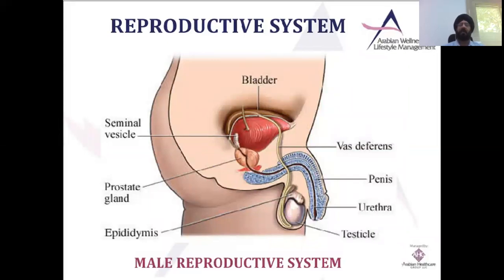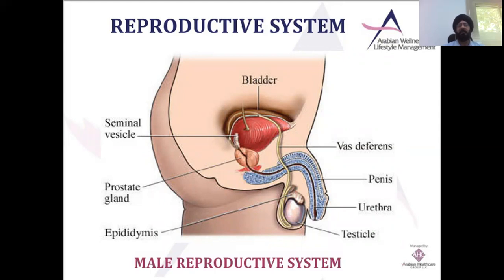Now, what is the urethra? The urethra is an 8 to 10 inch long muscular tube present inside the penis, which is connected from the urinary bladder to the glans, the tip of the penis.